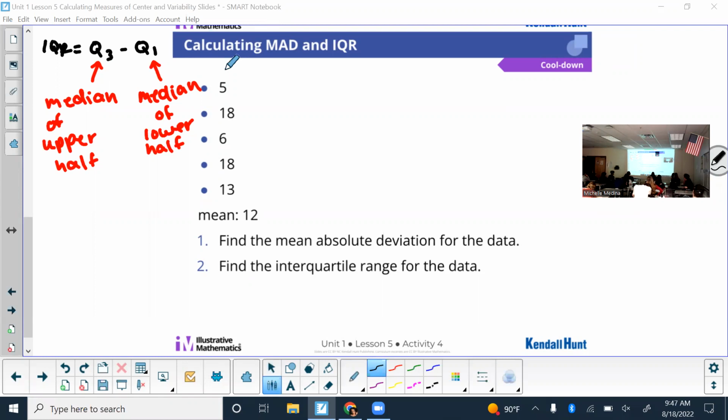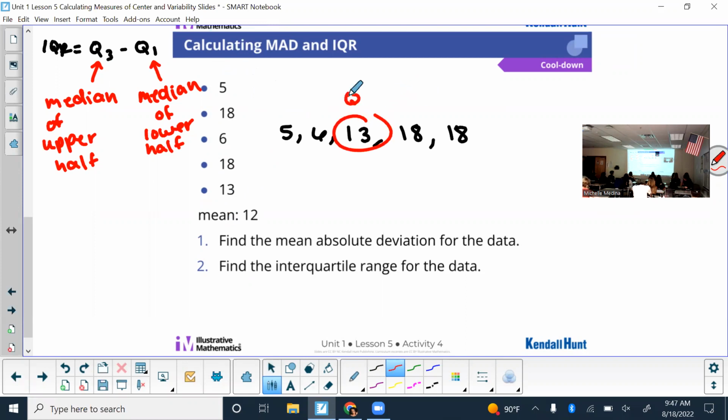Q2, good, which is the median of the whole thing. What is my median of the whole thing? 13, good. So that means you knew to put your data in order. If you didn't, make sure you make that adjustment. The middle number of this data is 13. Now, that splits it into my lower half and upper half. Never include your median in your halves, if that makes sense.